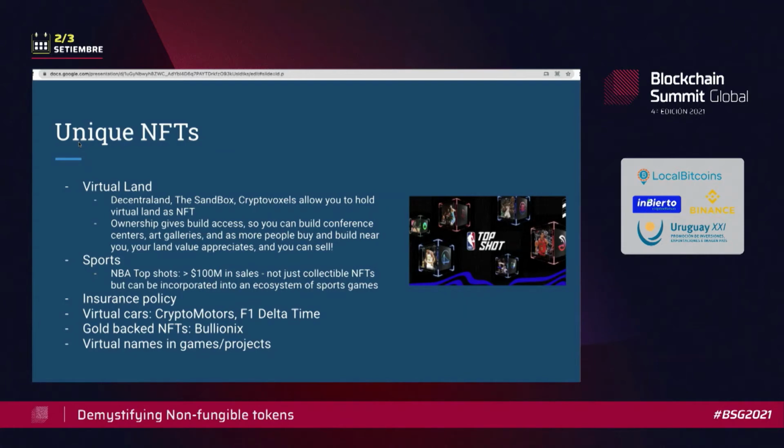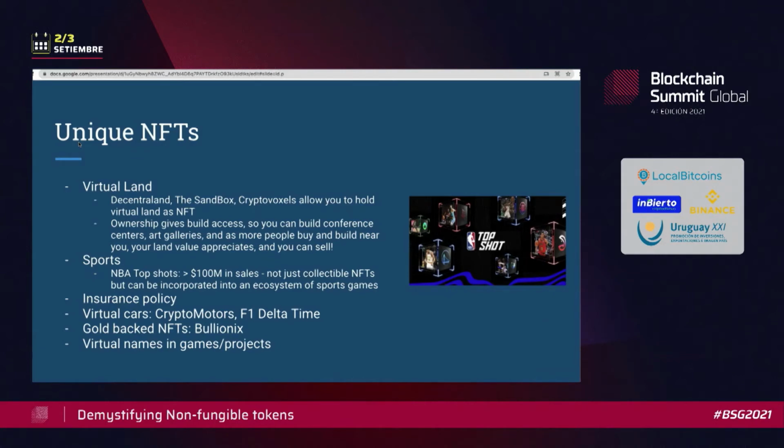There are companies such as Decentraland, Sandbox, and CryptoVoxels. They allow you to hold this virtual land as NFT. Ownership gives you build access, so you can build conference centers. And as more people buy and build near you, your land value appreciates and you can sell. So in the future, you may have all these virtual conferences held in those metaverse conference halls rather than Zooms of the world.